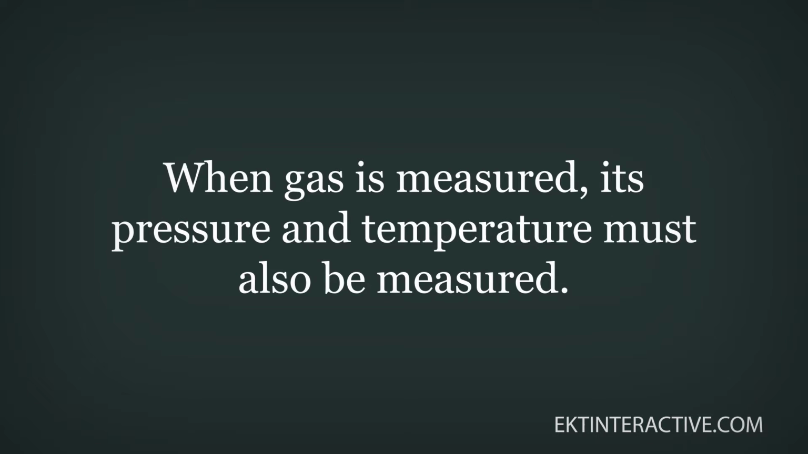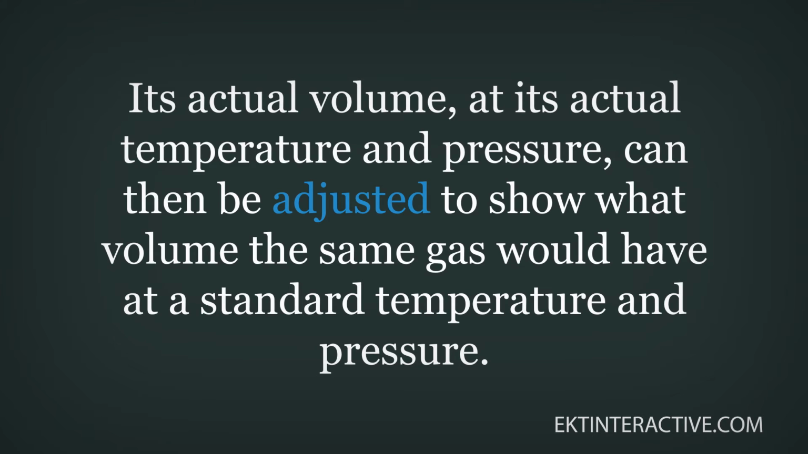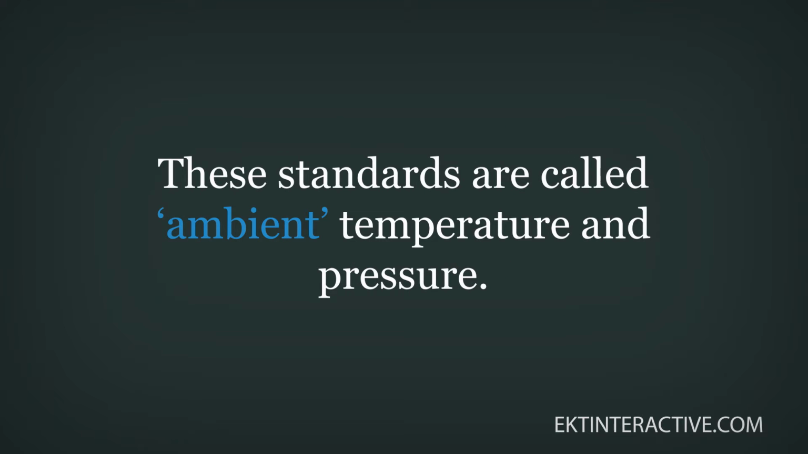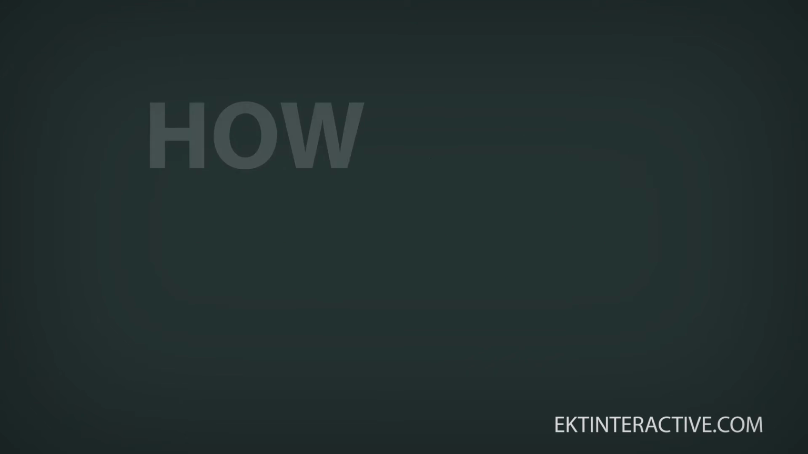When gas is measured, its pressure and temperature must also be measured. Its actual volume at its actual temperature and pressure can then be adjusted to show what volume the same gas would have at a standard temperature and pressure. The industry standard conditions for gas volumes is a temperature of 60 degrees Fahrenheit and a pressure of 14.7 pounds per square inch absolute, or PSIA. These standards are called ambient temperature and pressure.